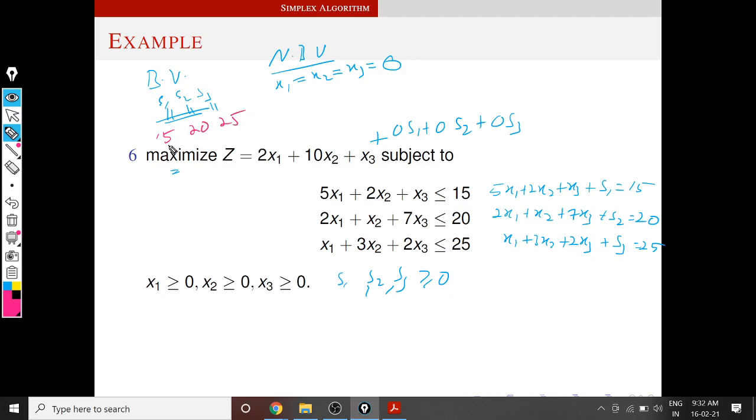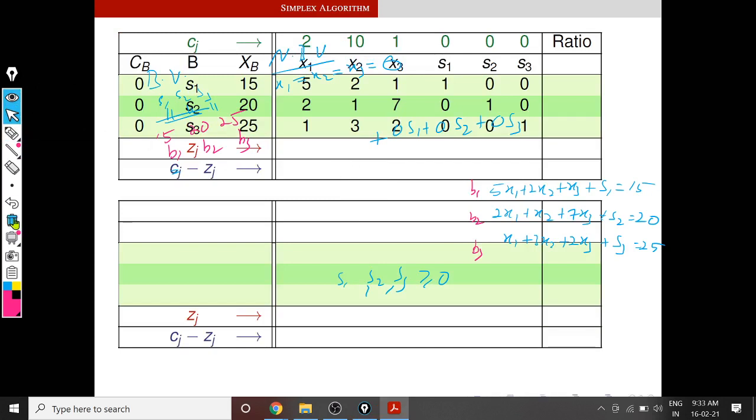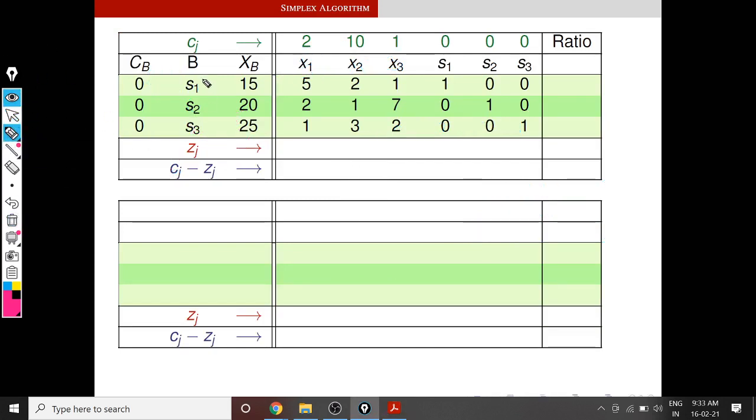This is the same as our b1, this is b2, this is b3. In matrix notation form, we know that b1, b2, b3 are the right hand side of the constraints. That's why the initial simplex table is like this. So this is the initial simplex table. We write the basic variables. Here the basic variables are s1, s2, s3, and their cost. We know that their cost is 0. Cost is always constant. Here the cost of the slack variables is 0.